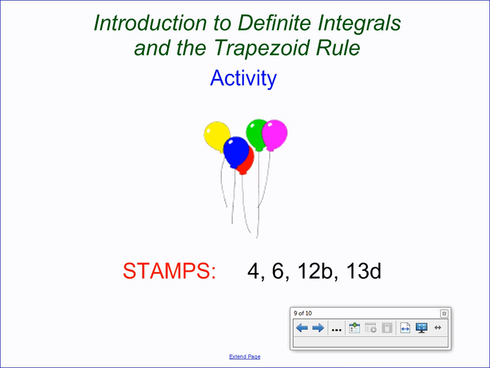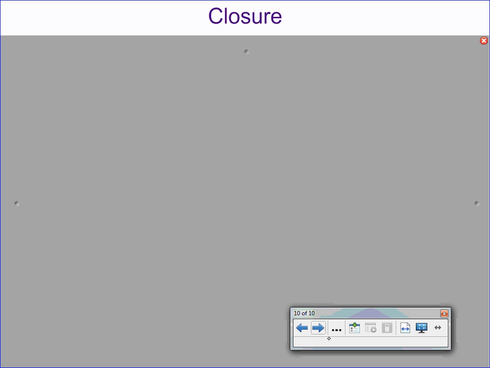Thank you for your help returning their desks to the regular position. I appreciate that. Everybody, let's focus in on our closure then.